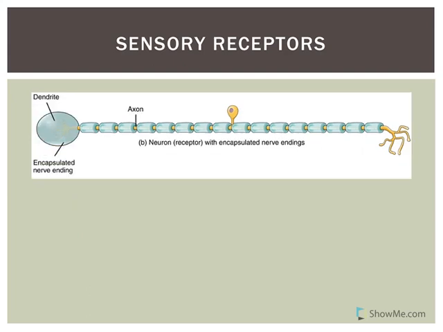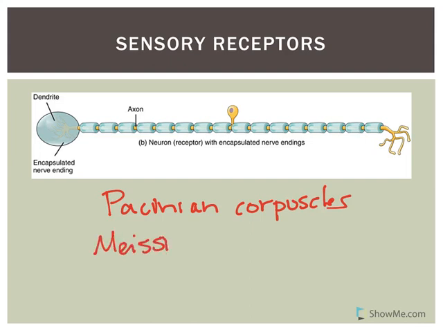The examples that are encapsulated or lamellated, they have these enclosed nerve endings. We've talked about these previously. So I'll give you an example. Pacinian corpuscles. Again, we'll review them again. And Meissner's corpuscles. So remember, Pacinian corpuscles detect vibration and pressure, like someone pressing down on your skin. Meissner's corpuscles, that's in light touch and dynamic deformation of the skin.